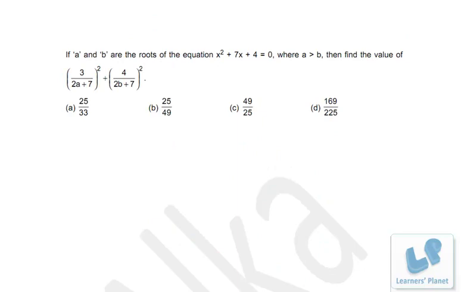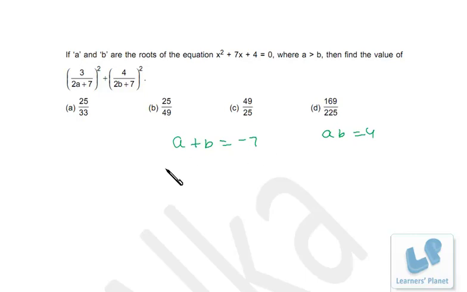Okay. Now friends, let's solve this problem based on quadratic equation. Here a and b are the roots of this equation where a is greater than b. Then we have to find out the value of this expression. Now it seems to be tedious, but if you observe carefully, you can make it an easier one, right? Here a plus b will be minus 7, sum of the roots, and ab will be 4, right?